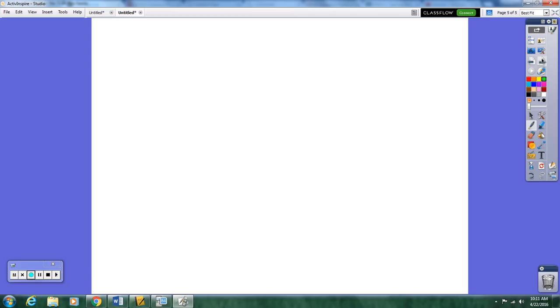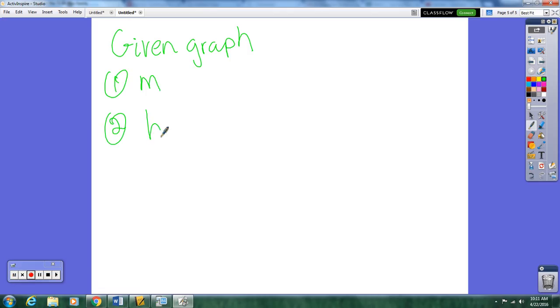Well, here's a graph. How do you find a slope intercept from a graph? How do you find the slope, given a graph? Up and over, that's what you did yesterday, and then what else do you need to write a slope intercept equation? You need that y-intercept. You did this yesterday too, so given a graph, you need the slope and you need the y-intercept. You gotta do those two things.